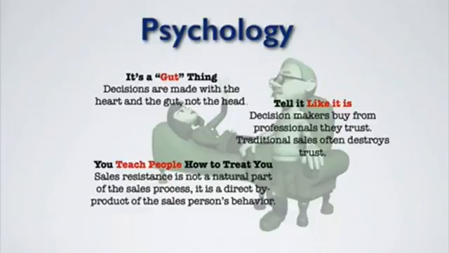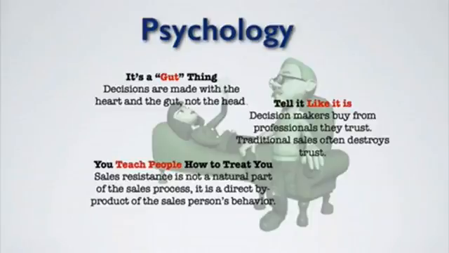And finally, you teach people how to treat you. Sales resistance is not a natural part of the sales process. It's a direct byproduct of the salesperson's behavior. It's because of how you go in there, the demeanor that you have. If you go in not expecting the sale, guess what? That's going to come across. If you go in expecting to make the sale, and first of all looking to help them rather than trying to sell them, that's what's going to come across. So keep the psychology of selling in mind as we go through this, and I'll continue to remind you through the process.